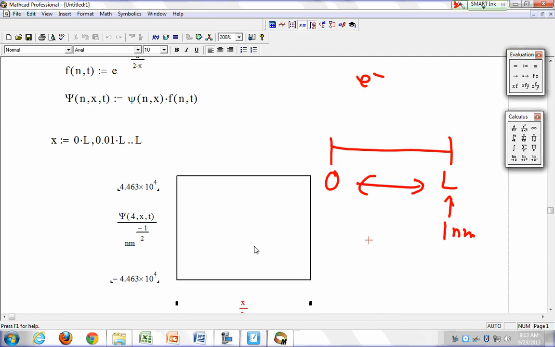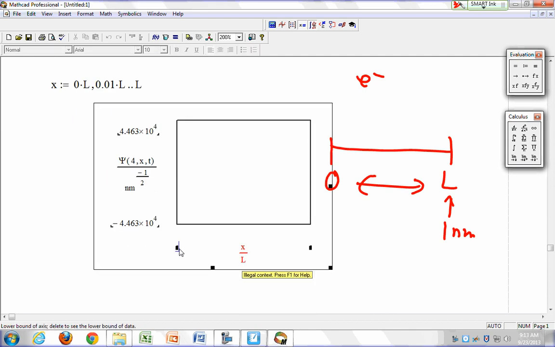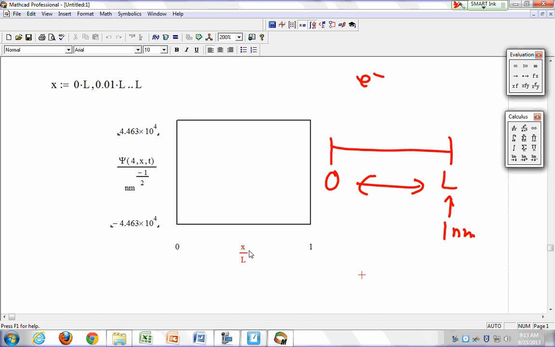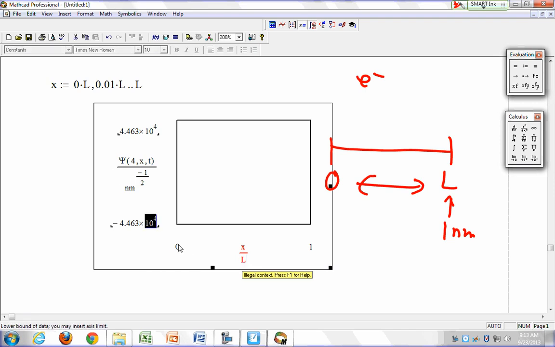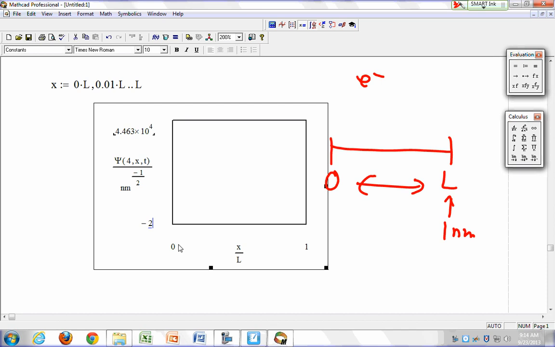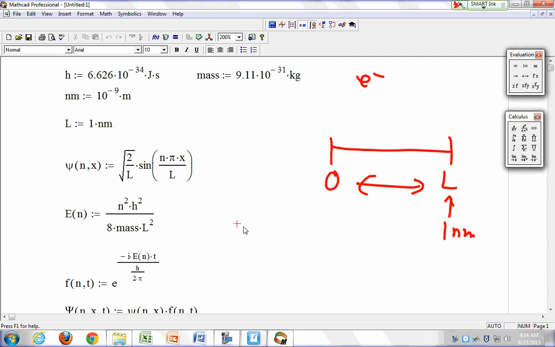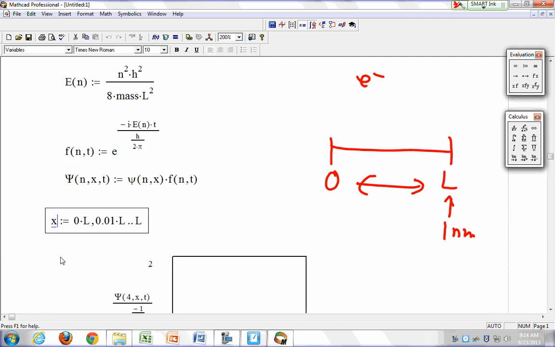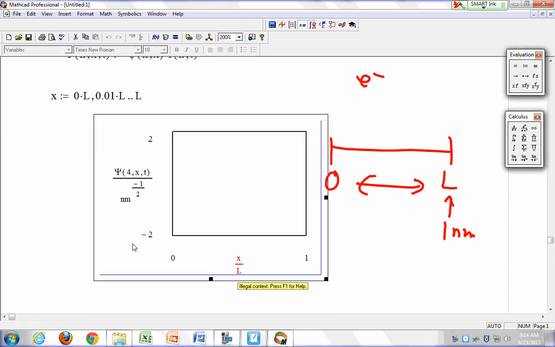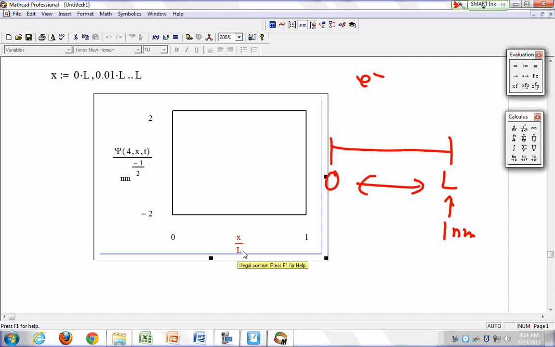Big psi. Let's plot this from 0 to 1. I did define L to be 1 nanometer, and x I defined to be 0 times L, 0.01 times L. Let me pause this video for now.